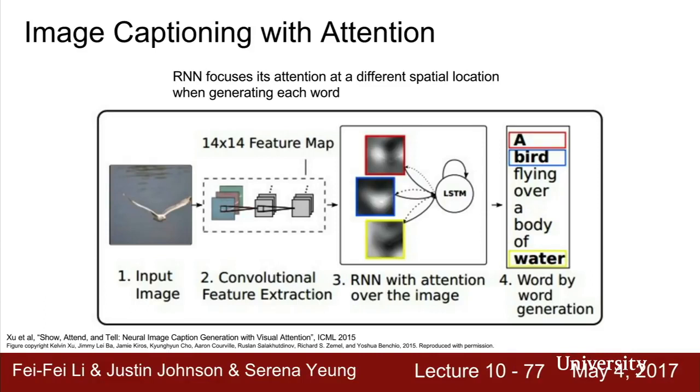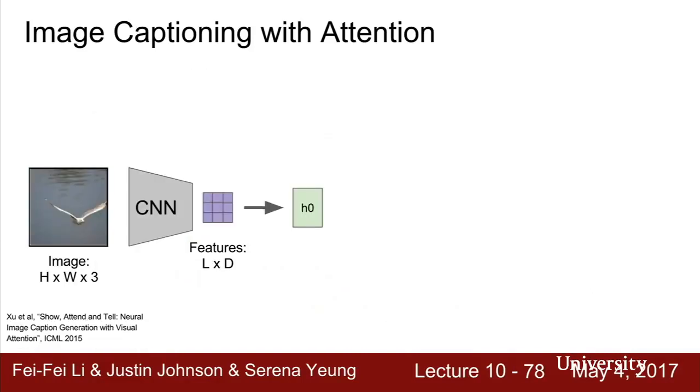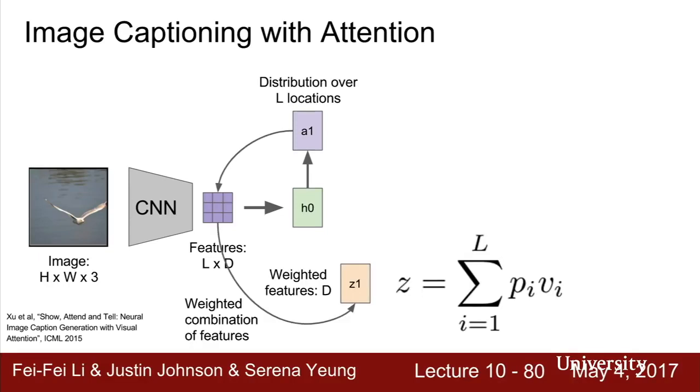And I don't want to spend too much time on this. But the general way that this works is that now our convolutional network, rather than producing a single vector summarizing the entire image, now produces some grid of vectors, maybe one vector for each spatial location in the image. And now when this model runs forward, in addition to sampling the vocabulary at every time step, it also produces a distribution over the locations in the image where it wants to look.